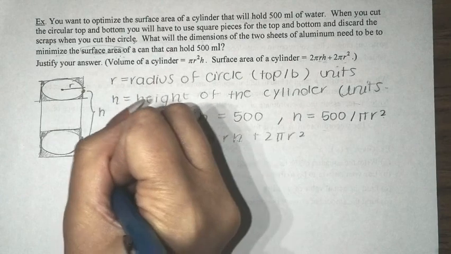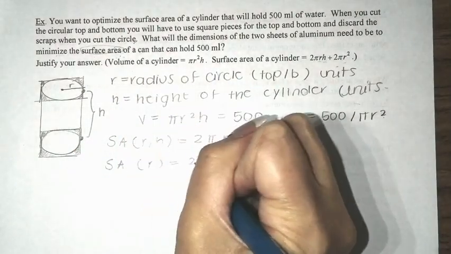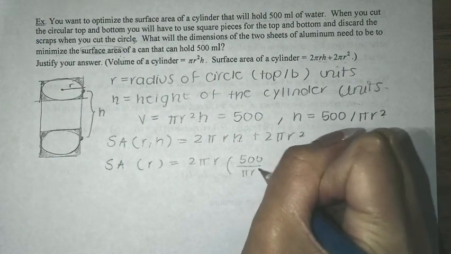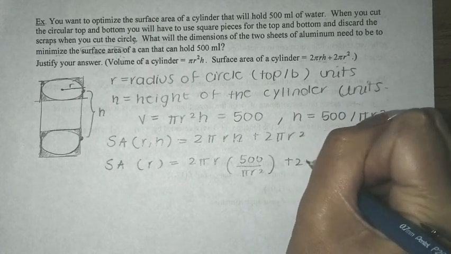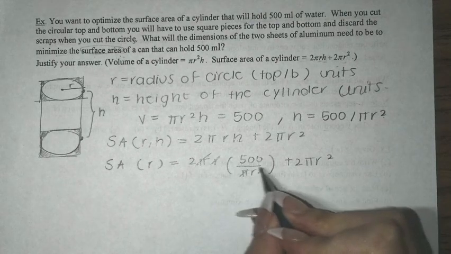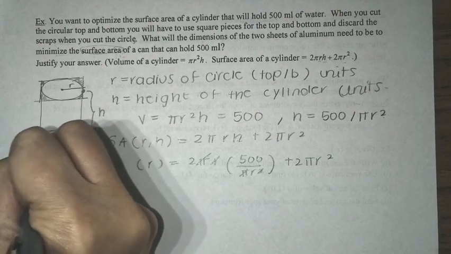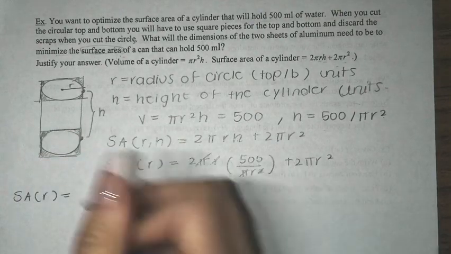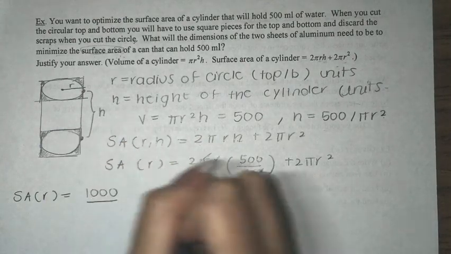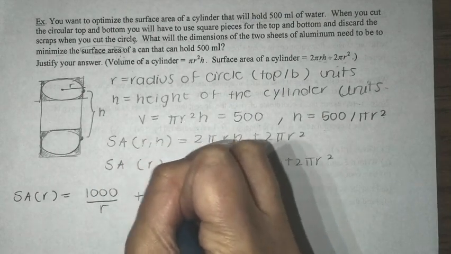Okay, so let's do it. You have a surface area with respect only to r. So you have 2 pi r times 500 divided by pi r squared, close it, plus 2 pi r squared. So what you're going to do, you cancel the pi's, you cancel this r. Okay, so you combine here the situation, so you have that the surface area with respect to r is going to be equal to 1000 divided by r plus 2 pi r squared.